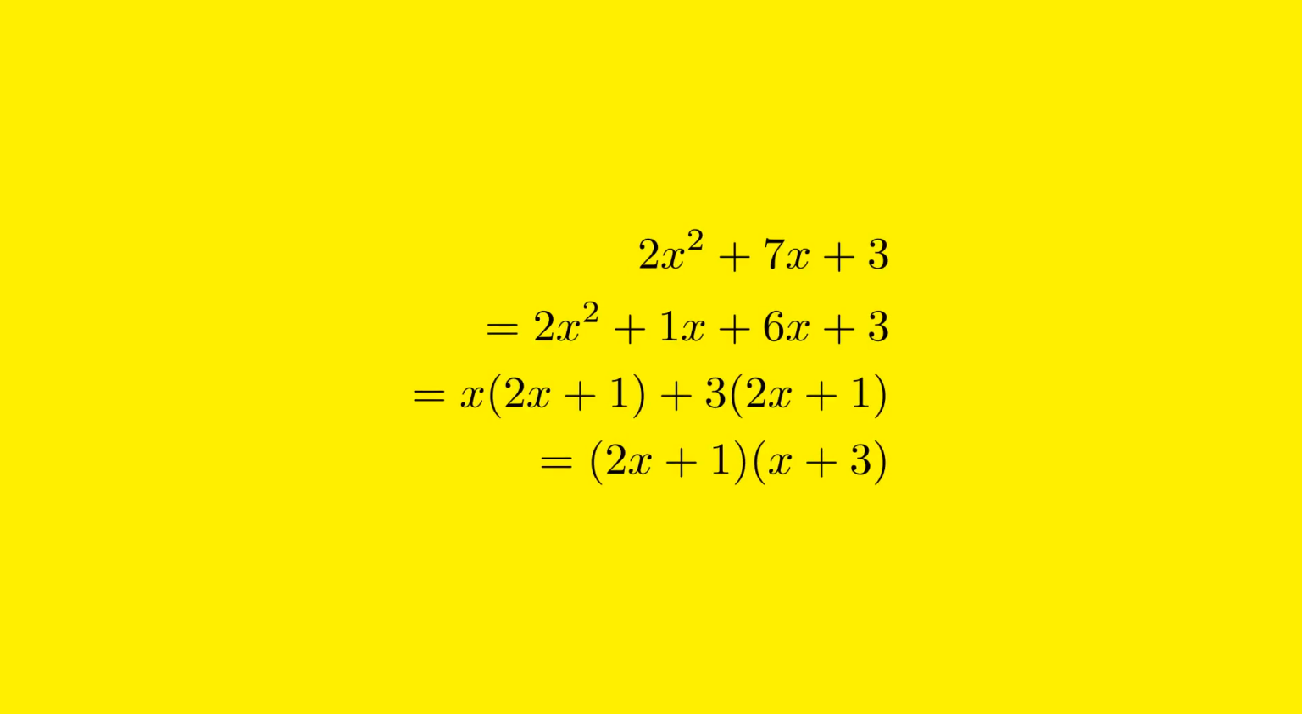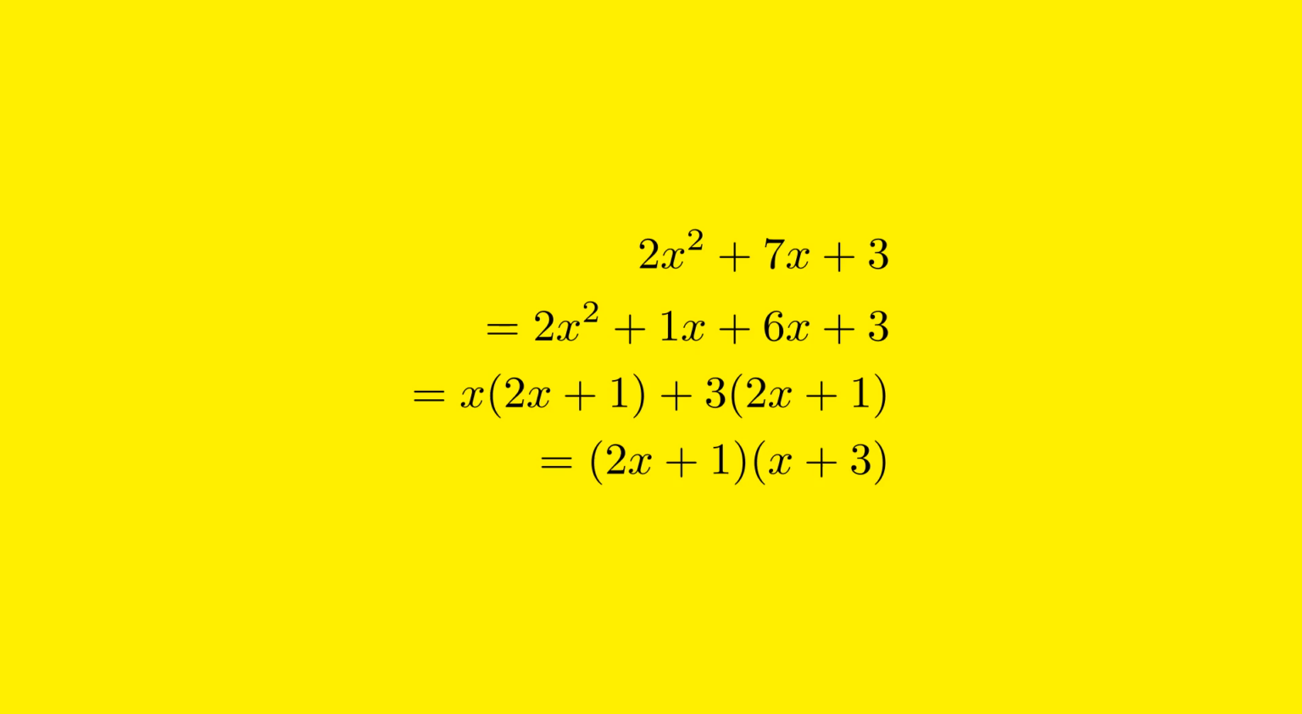In the given problem, we have a quadratic expression, 2x squared plus 7x plus 3. The objective here is to express this quadratic expression as a product of two binomial expressions. This procedure is called factoring the expression. Let's go step by step in the process.